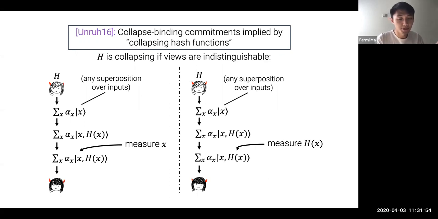Because if you measure the input, you're going to collapse to a single computational basis vector, this x comma h of x. And if you measure the output, h of x, then you're going to collapse differently. Think about if the adversary submitted a uniform superposition over all inputs. It can do whatever it wants, but let's say it did that. Then if you measure h of x, it's going to collapse to x comma h of x for all x that hash to that same value. So as long as this is compressing, these are two different games. Any questions on this definition before I go on?